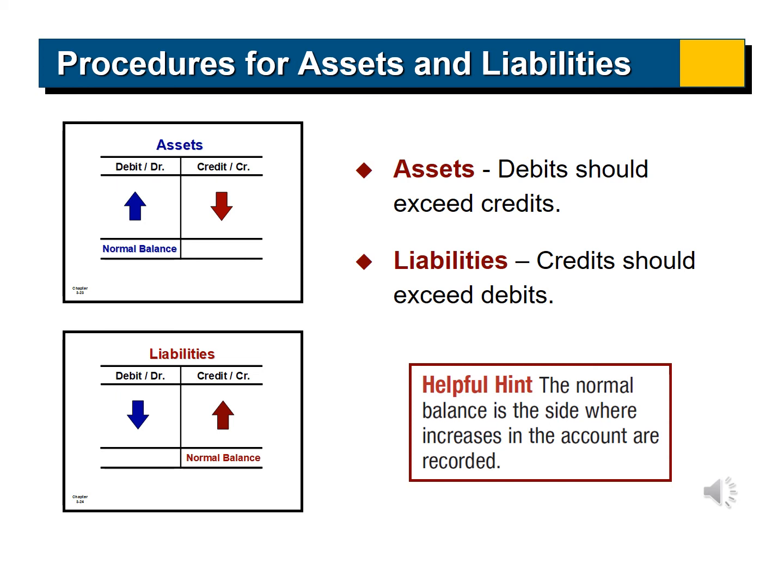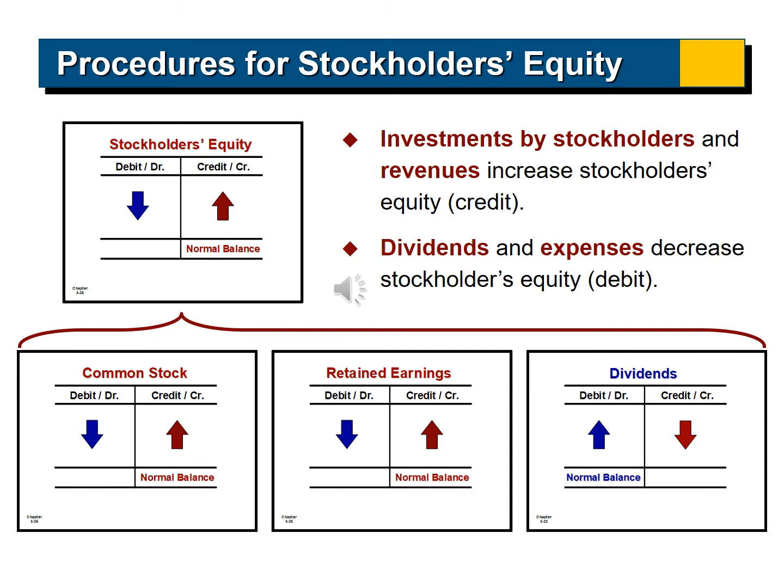The opposite is true for liability accounts. When liabilities increase, we credit, and when liabilities decrease, we debit. So the liabilities have a normal balance of credit. The normal balance of the total stockholders' equity account is a credit because we credit the account when it increases. Underneath the stockholders' equity, we have the common stock, which follows the same. The normal balance is credit.